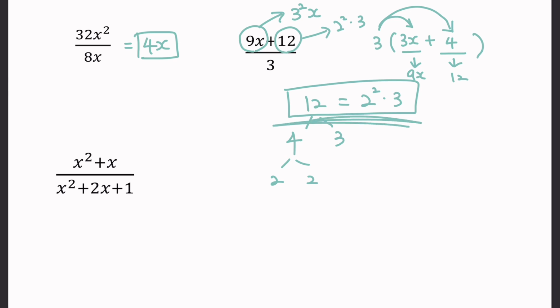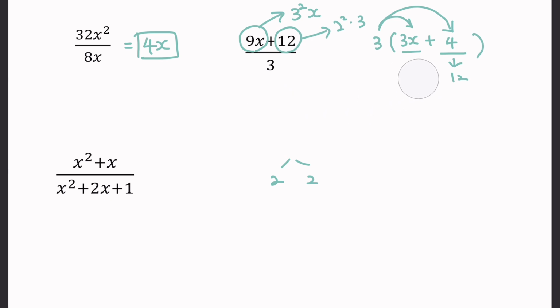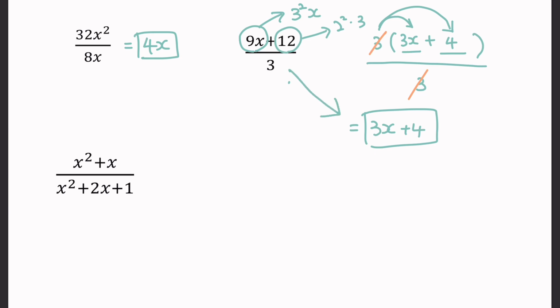So that numerator part is done. And underneath I have 3. Conveniently, if I divide both numerator and denominator by 3, I can eliminate the 3. So the final answer for this question will be 3x plus 4. That's the simplified version of this expression, 9x plus 12 over 3. So that's how you would simplify an expression like this.